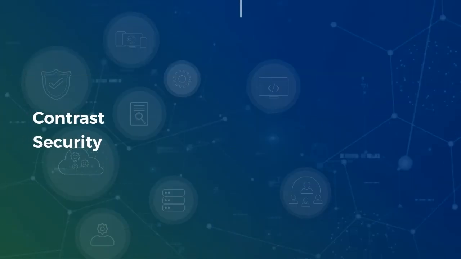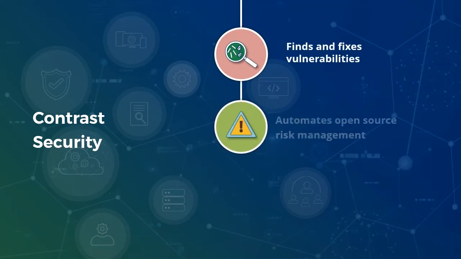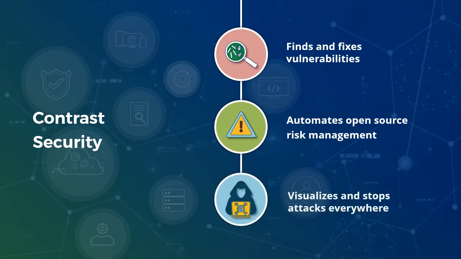Then we have Contrast Security. Objective is to find all the vulnerabilities and fix them. Second objective is it automates all the open source risk management. And finally, Contrast Security keeps a track and works on the principle of visualize and stop attacks everywhere.